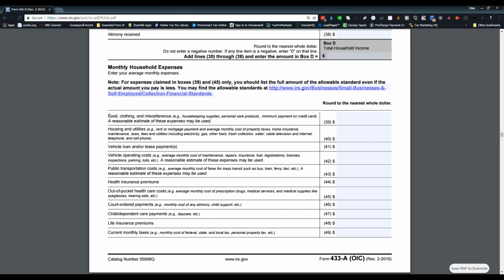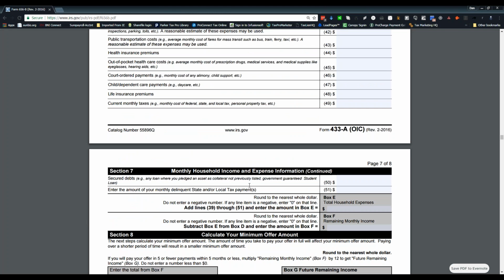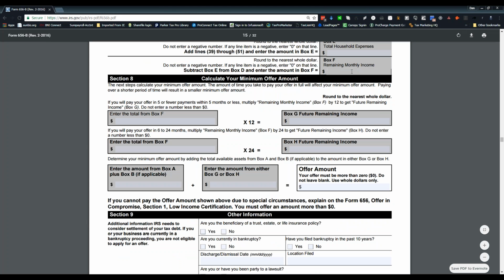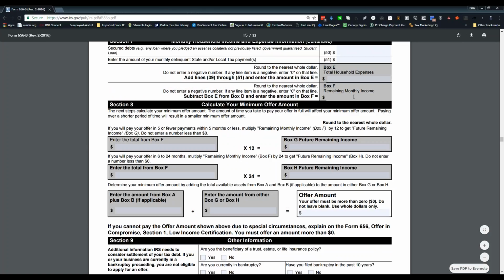There's a whole separate course that we go through in detail, but here are the various items from the allowable expense side, and I suggest that you look into the collection financial standards. Again, this is looking from the small business and self-employed aspect of it. I just type in collection financial standards for the IRS, and it'll pop up the tables that allow you to fill in this information. Now, notice how it's got all of these boxes that will total these various numbers.